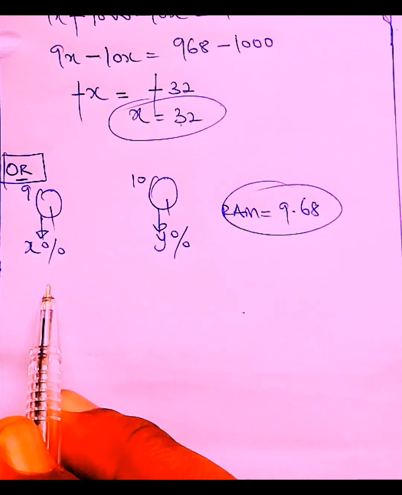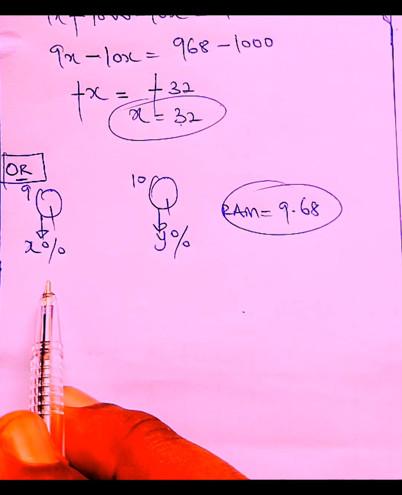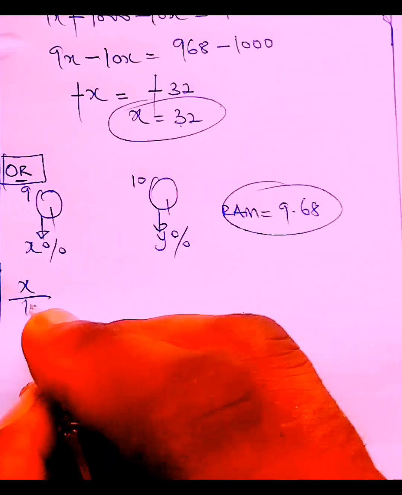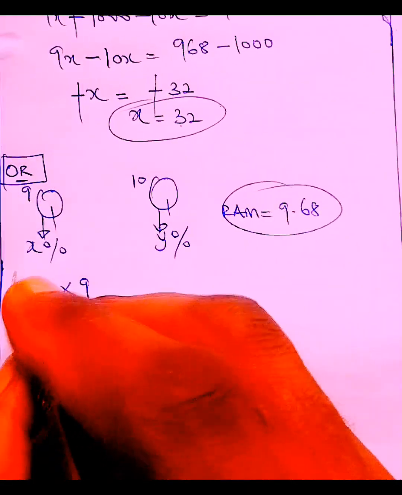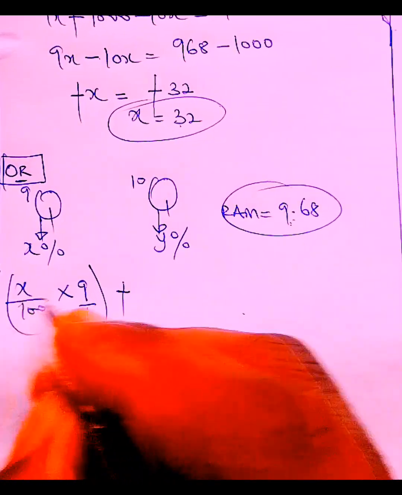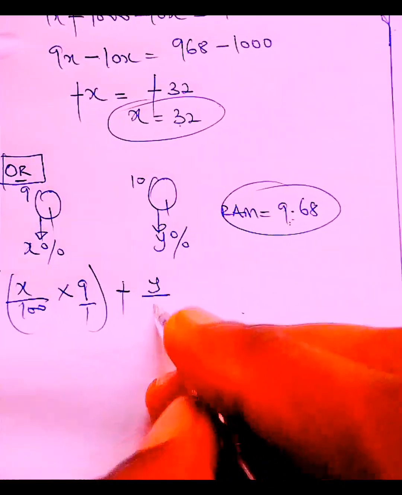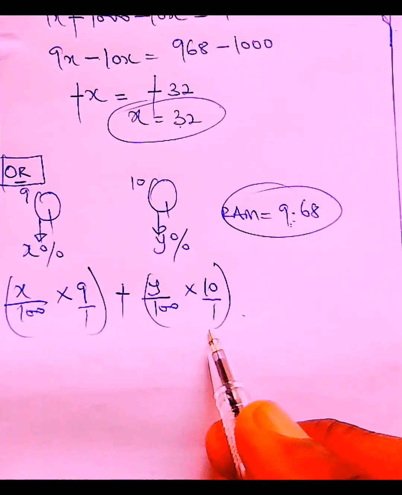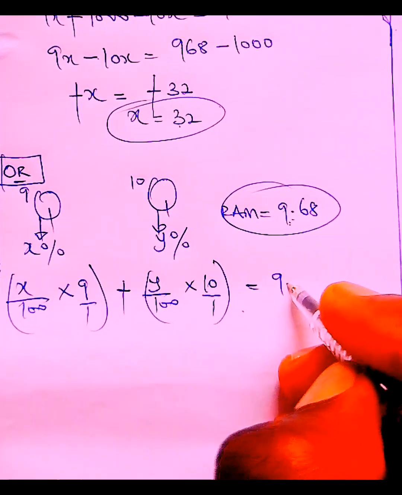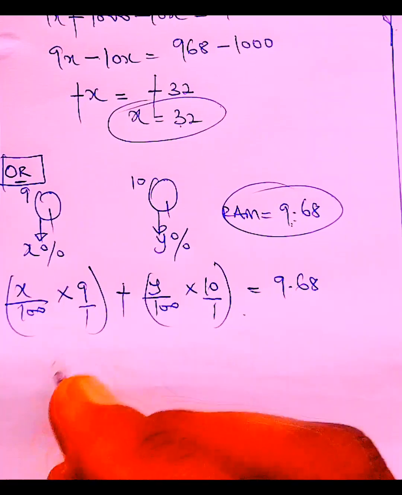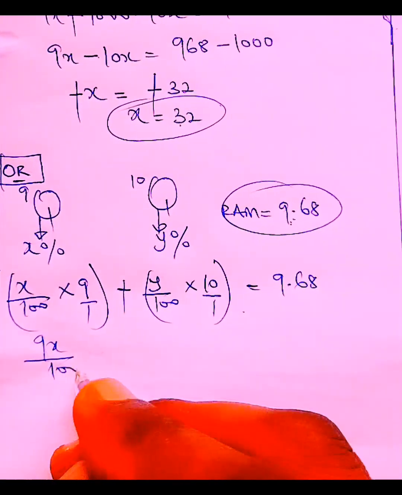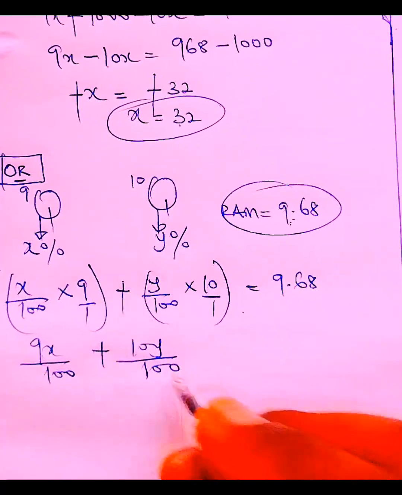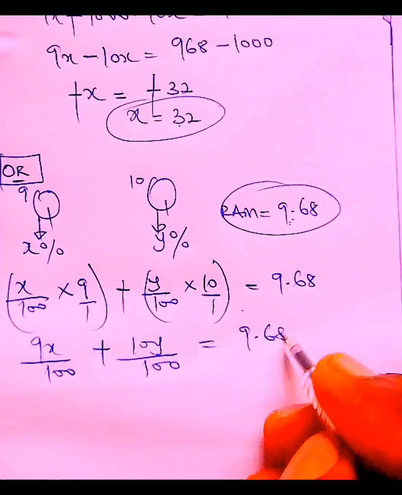So if this is X percent, it's high time we got our partial atomic mass for each of the isotopes. So that's X over 100 times 9. Since we want to get the total, we're going to get the summation of the two of them. So Y over 100 times 10 over 1. By the time we add them together, we end up with 9.68. So 9x over 100 plus 10y over 100 equals 9.68.